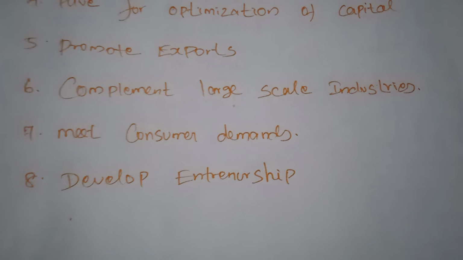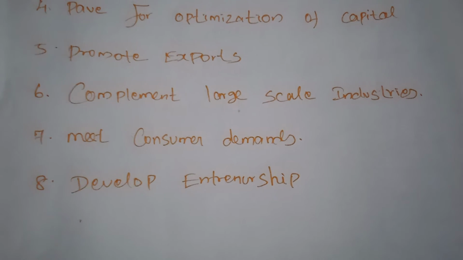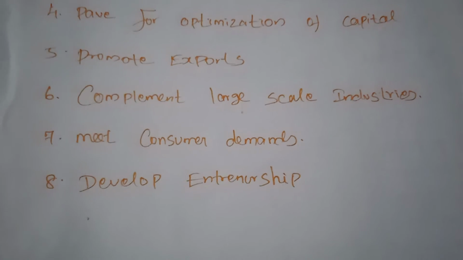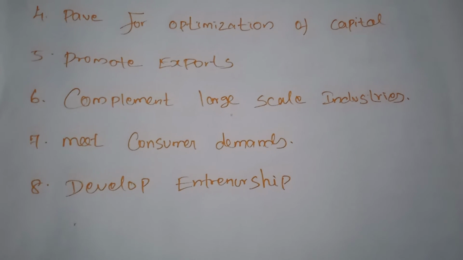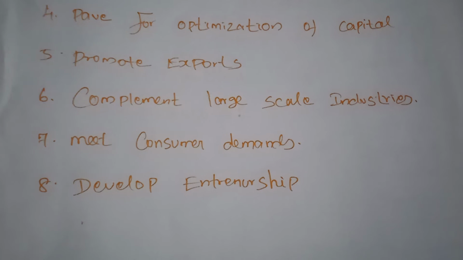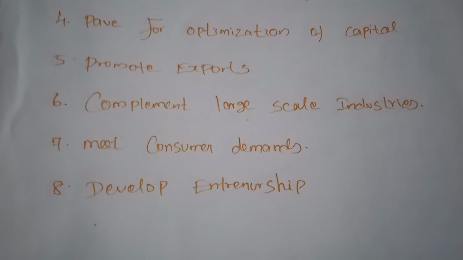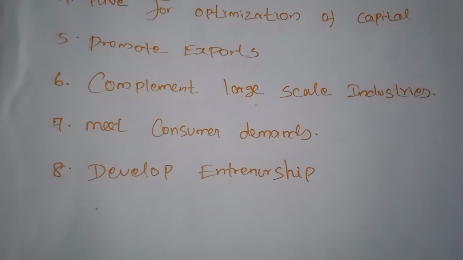The small scale industries play a complementary role to large scale sectors and support the large scale industries also. So, what is the semi-finished product used by the large scale industries? That semi-finished product is produced by the small scale industries only. So, the large scale industries also have to depend upon the small scale industries.